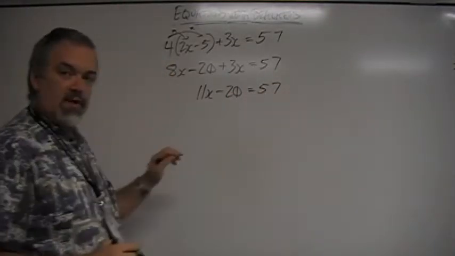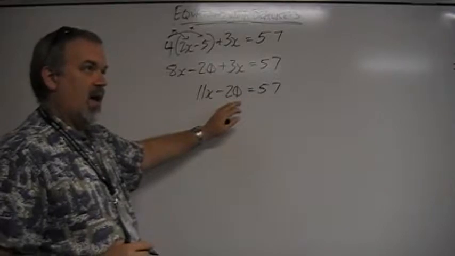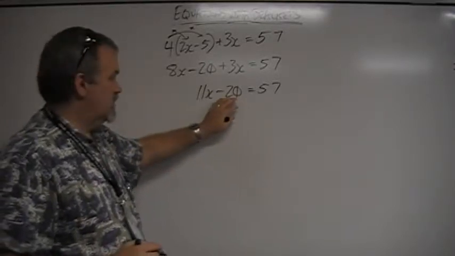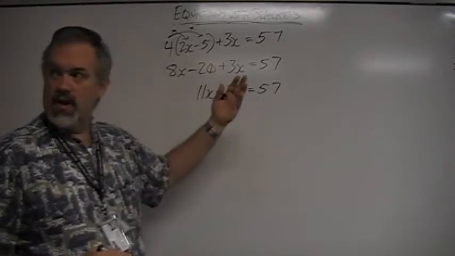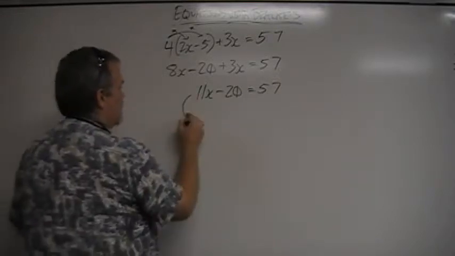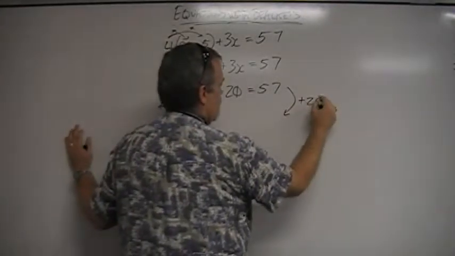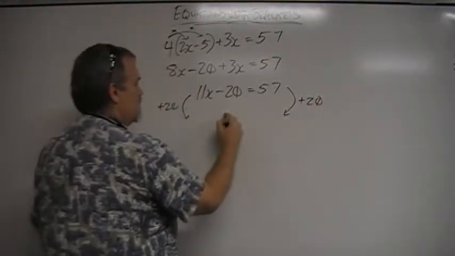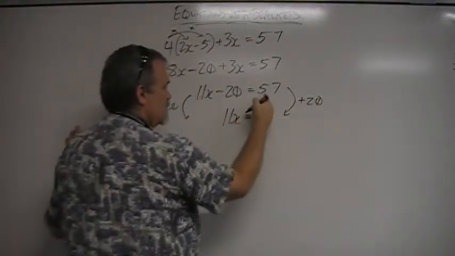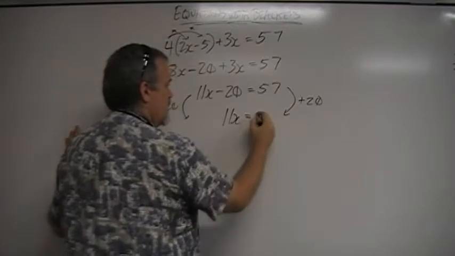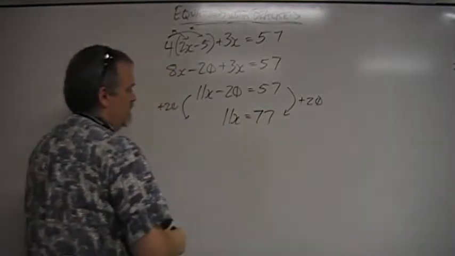What will we do first? Remember that we undo addition and subtraction first. This is a minus 20. To undo it, we add 20. So we're going to say plus 20, plus 20. These two cancel. I'm left with 11x is equal to 57 plus 20, which is 77.